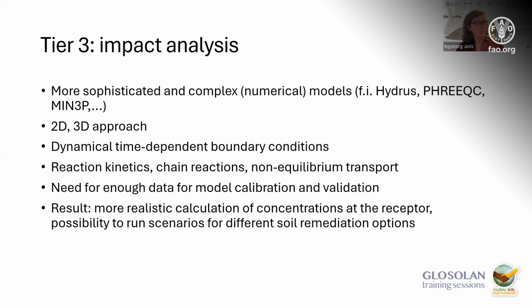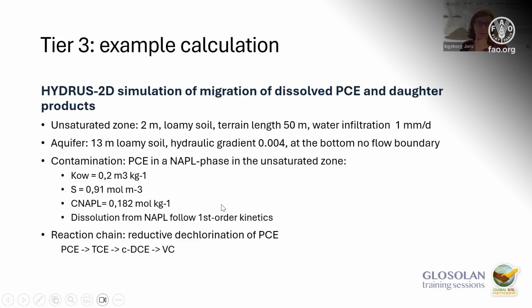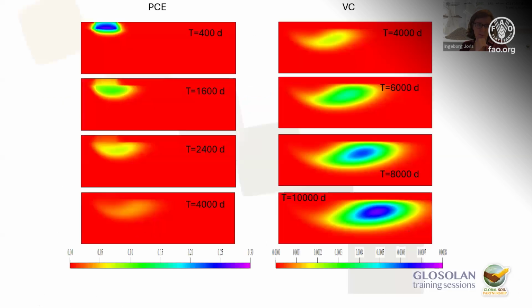I don't want to go too deep into this because I know time is limited, but then you can use numerical models and you can also simulate very dynamical boundary conditions, which are much more realistic for a soil. And there's just one example, but I'll just stick to the figures. This is an example where you have a soil contamination of PCE.